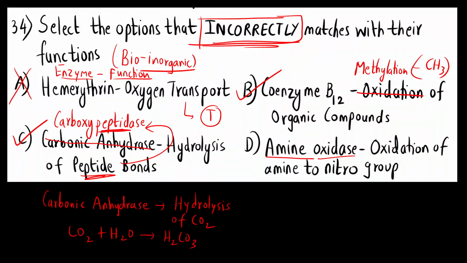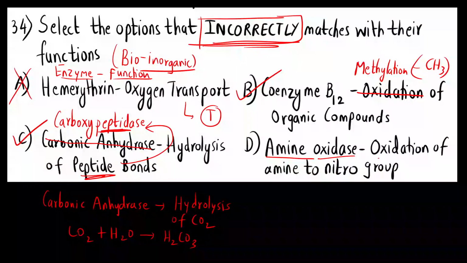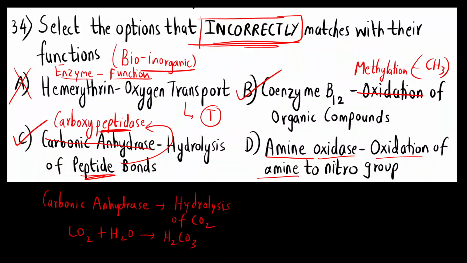Last one is amine oxidase. It is used for oxidation of amine to nitro. No, it is used for oxidation of amine to aldehydic group. Okay, so this is also an incorrect statement. So D is also correct. So which are the correct answers? Correct answer is B, comma C, comma D.